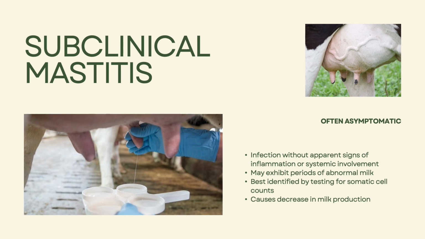The affected cow may exhibit periods of abnormal milk, and subclinical mastitis is best identified by testing for somatic cell counts. This picture here on the left is showing a California mastitis test, which tests for elevated somatic cell counts. And subclinical mastitis also typically causes a decrease in milk production.